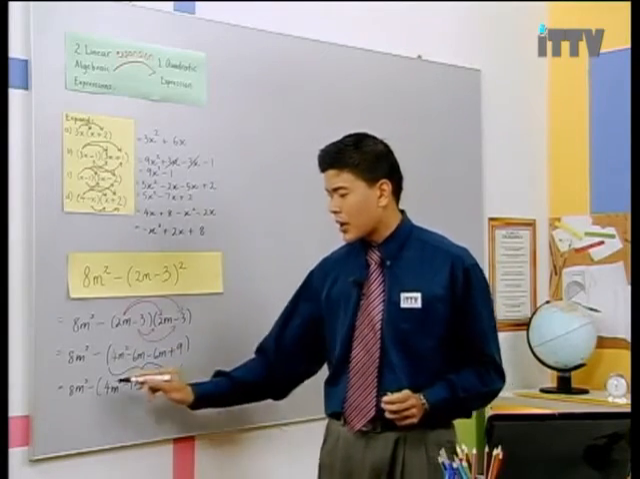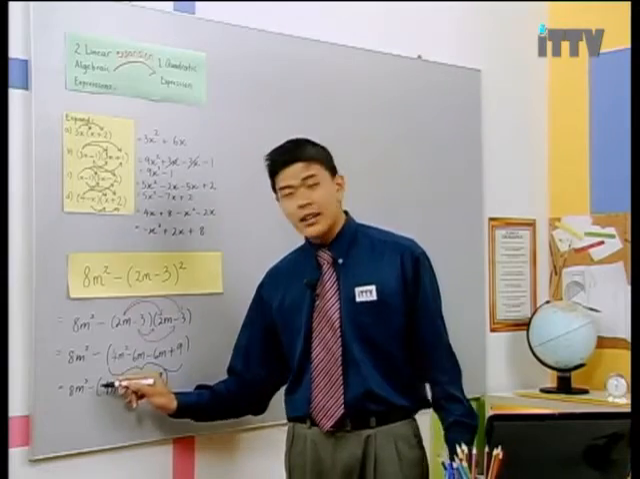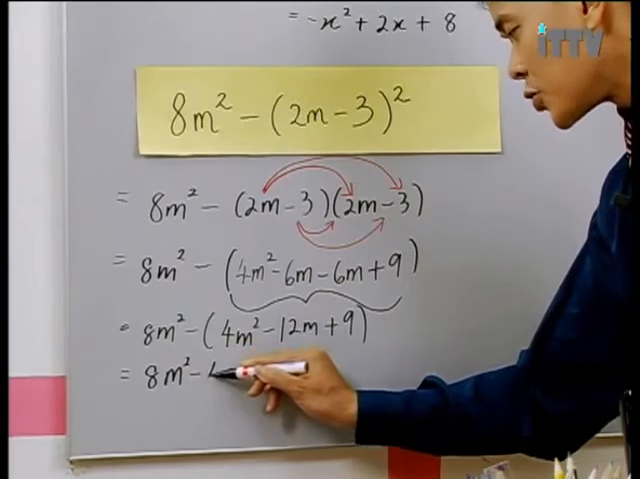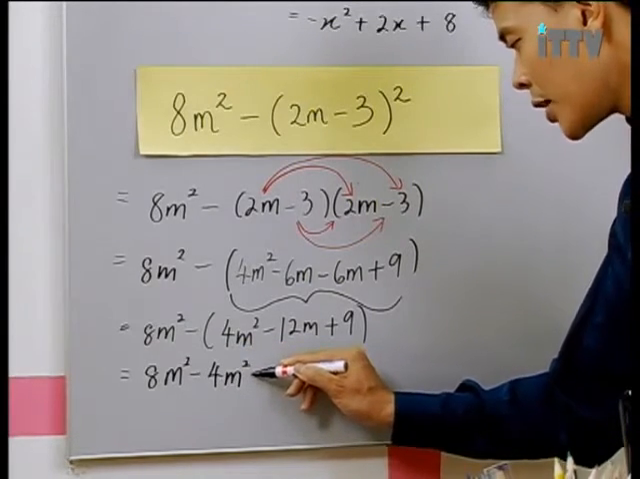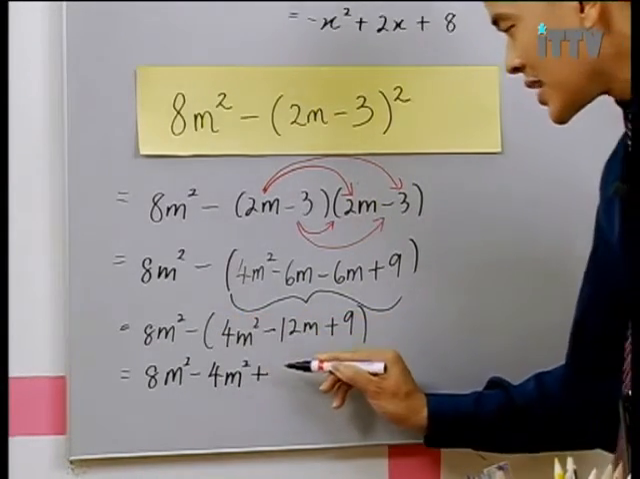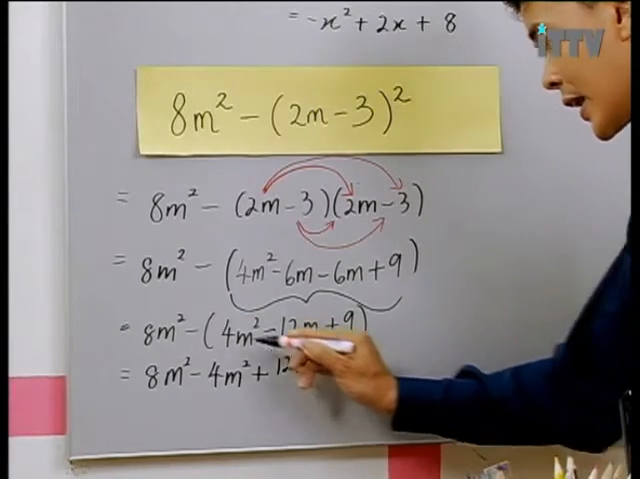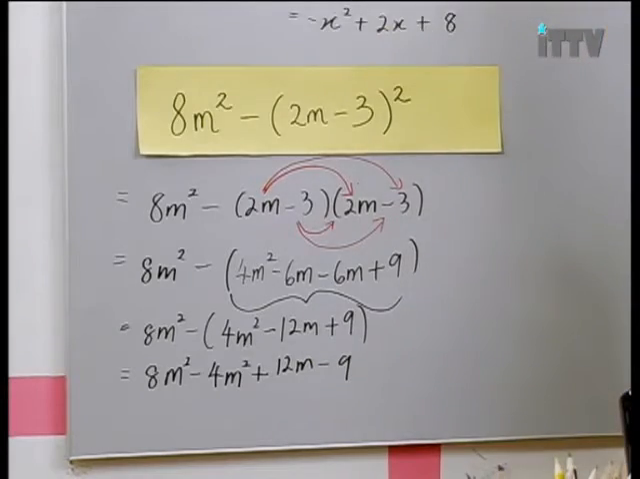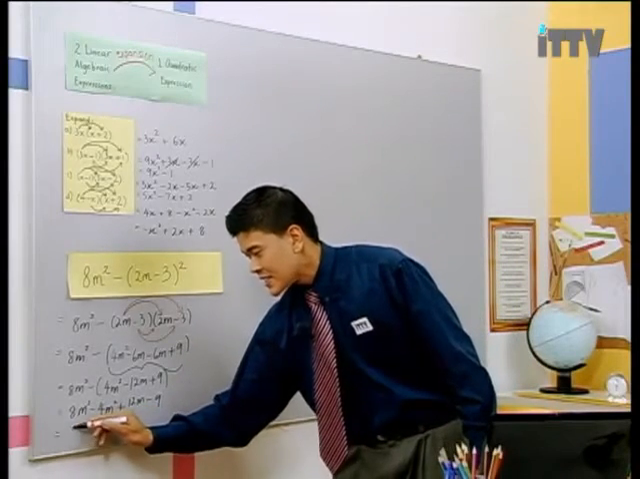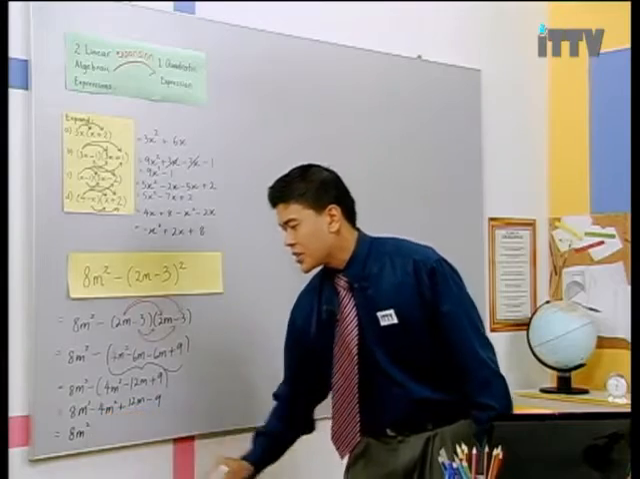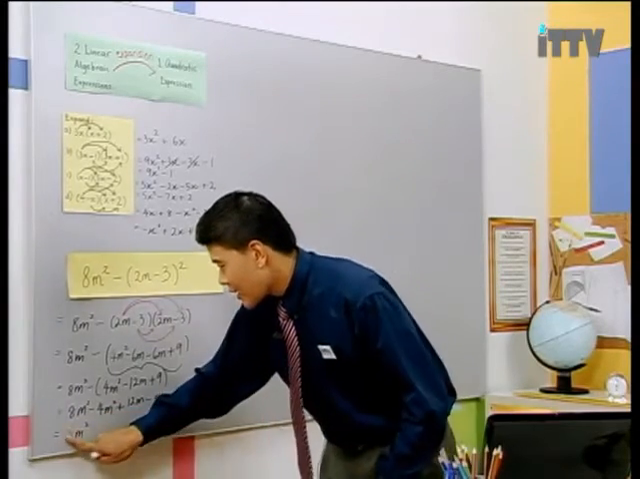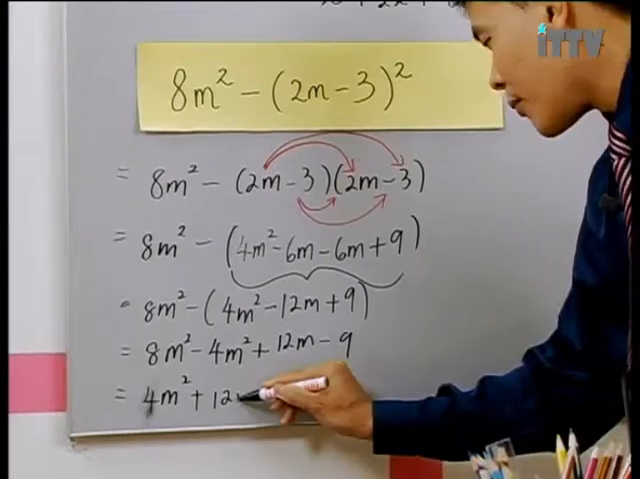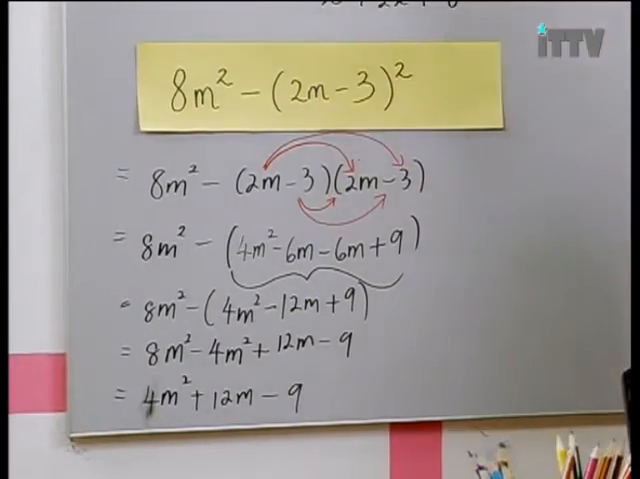Alright, once the quadratic expression has been obtained, we can open up the bracket. But when you open up the bracket, do not forget that there is a negative sign outside and it affects everything that is in the bracket. So it is minus 4m squared, plus minus minus plus 12m, and then minus positive minus. Okay, so the very last line, the simplest form that this expression can get, 4m squared plus 12m minus 9.